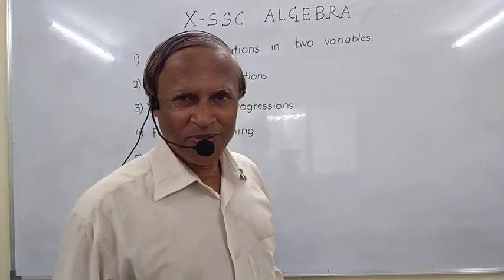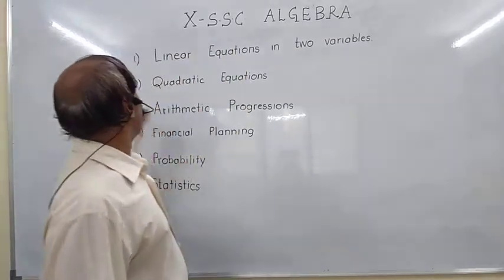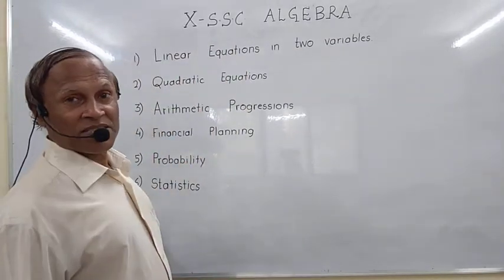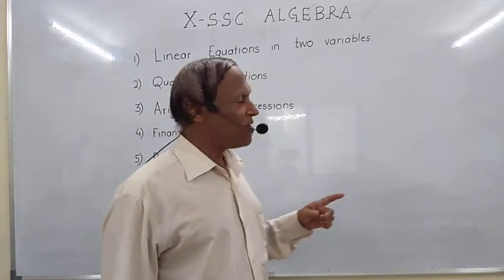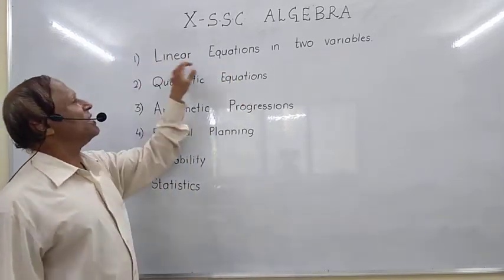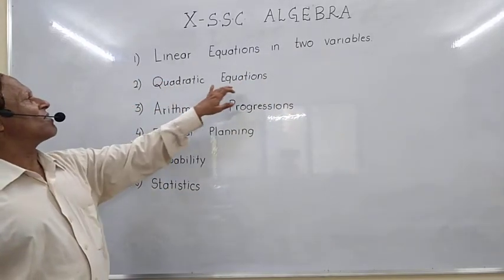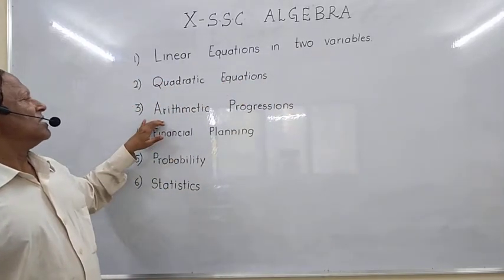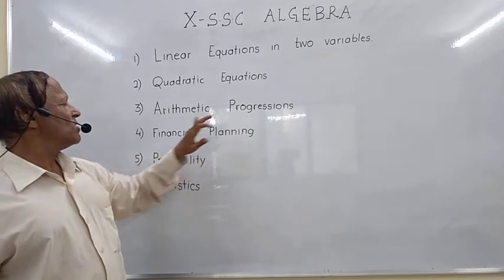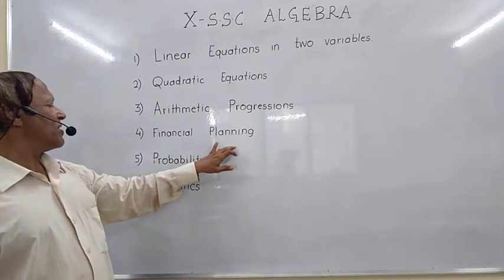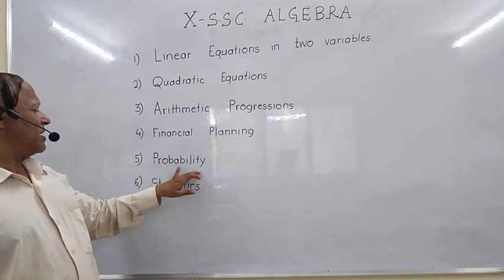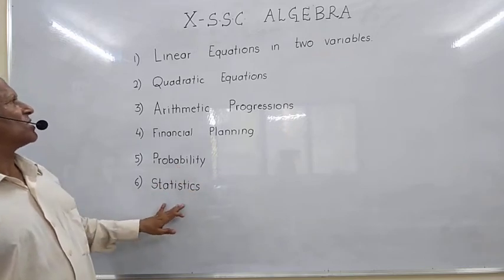In Algebra, you have got totally 6 topics. I'll just read them for you. Number 1 is linear equations in 2 variables. Second is quadratic equations. Third is arithmetic progressions. Fourth is financial planning. Fifth is probability, and sixth is statistics.